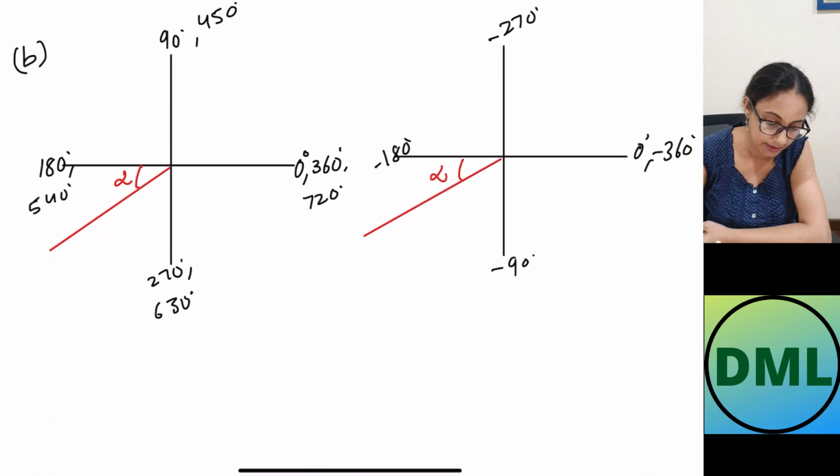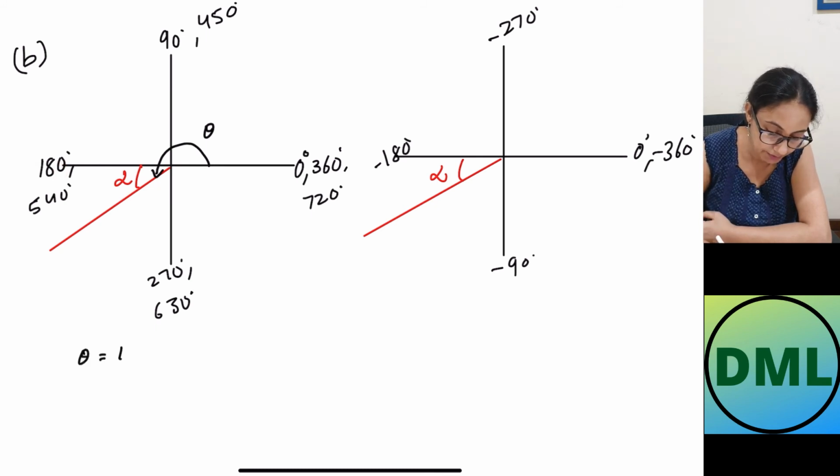Now I need to give the answer in the third quadrant. As you can see, I have drawn the angle in the third quadrant and this is my basic angle alpha. If I take one round here, this is my angle theta. To give the angle theta, I need to add basic angle alpha to 180 degrees. So let's write down here. Theta is given by 180 degrees plus alpha, which is equal to 180 degrees plus 80 degrees, which is equal to 260 degrees.